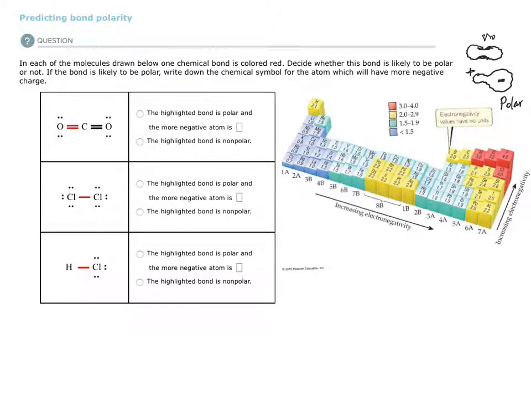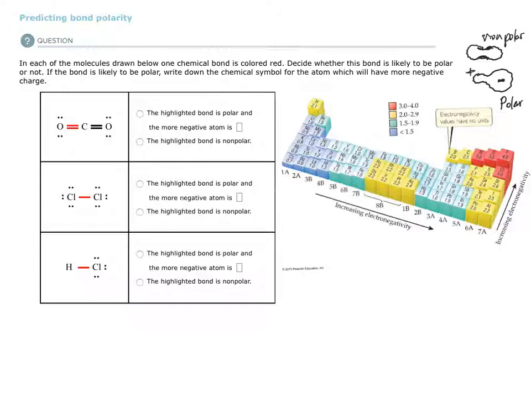This would be nonpolar. If it's sharing equally, it's not positive on one side and negative on the other side. There's no charge difference at all. So polarity is just a difference in charge, whether there's more charge on one side or not. And you will use the electronegativity, the same one that we talked about previously.